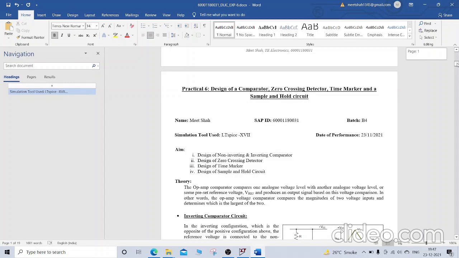So let's begin. The simulation tool we have used today is LT-Spice. Our aim of this experiment is to design a non-inverting and inverting comparator, then design of a zero crossing detector, design of a time marker, and design of a sample and hold circuit.